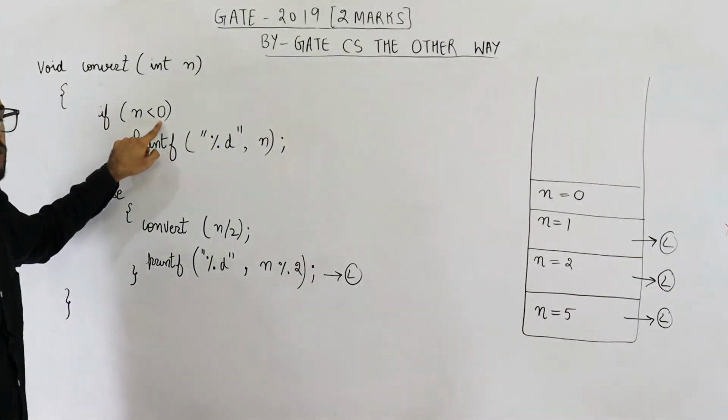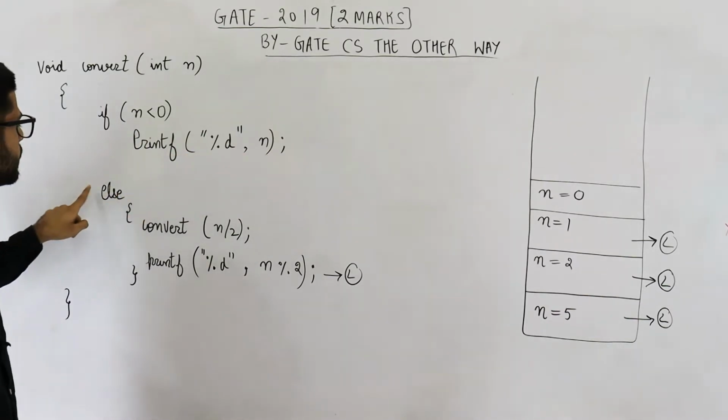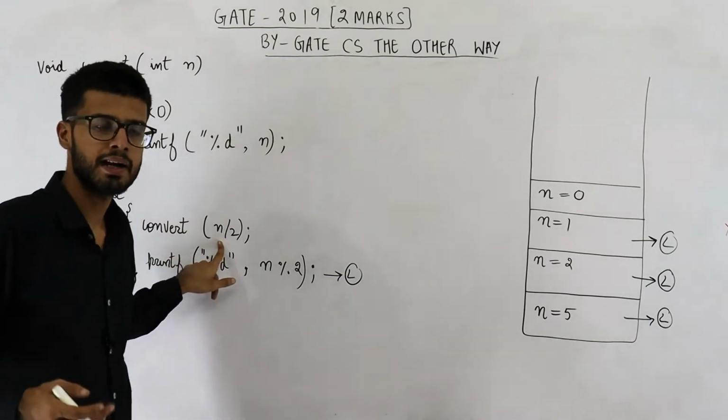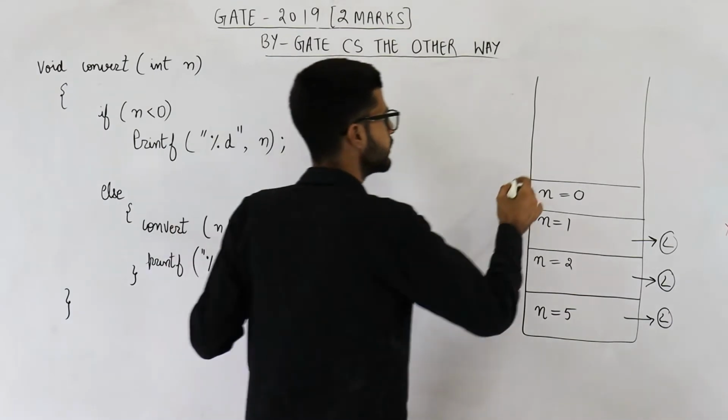Let us see what will happen here. Is n less than 0? No. So this print will not get executed. Else will get executed. So convert function is called and the value that is passed is 0 divided by 2, which is 0 only.